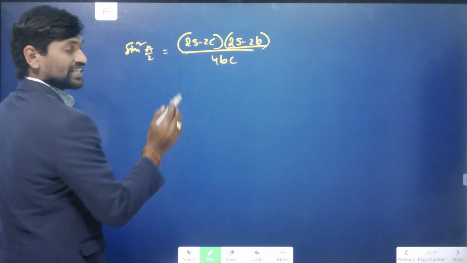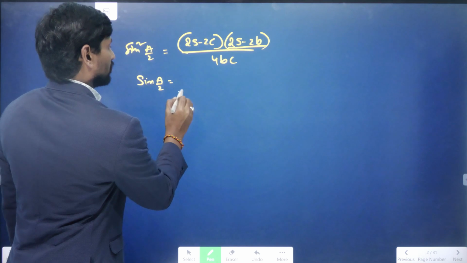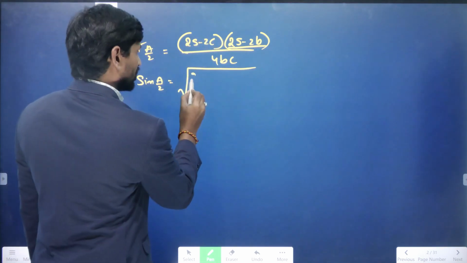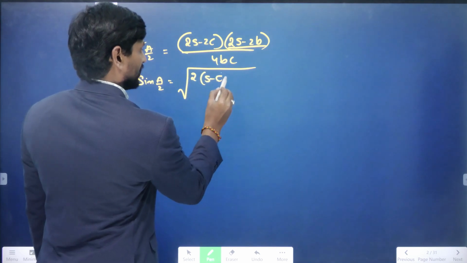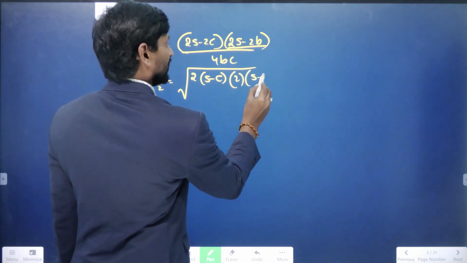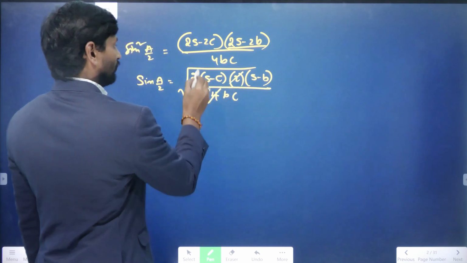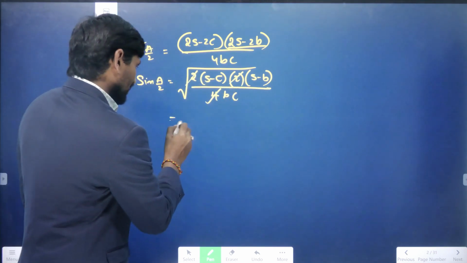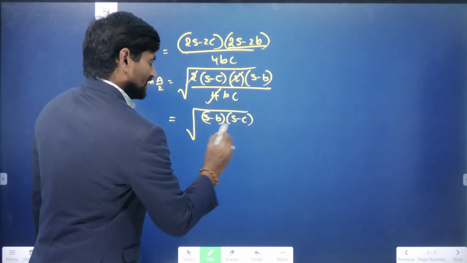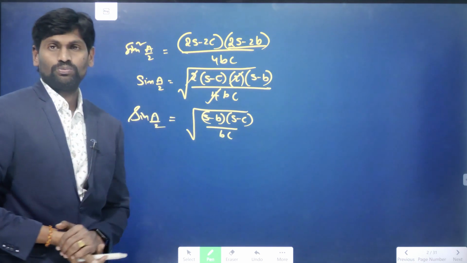But I want only sine a by 2 value, right? So sine a by 2 equals root over, from this first bracket I am taking 2 as a common term, I will get s minus c. And from the second bracket also, if I take 2 as a common term, I will get s minus b, by 4 into bc. So numerator 4, denominator 4 cancel. If I write in an order, it will be s minus b into s minus c by bc. So this is the formula for sine a by 2.